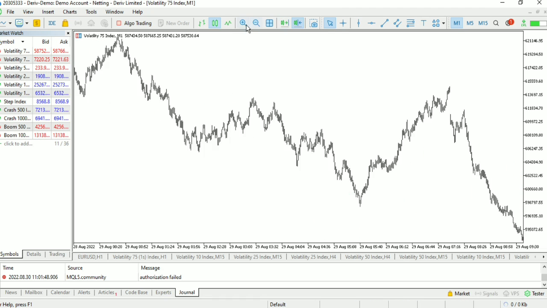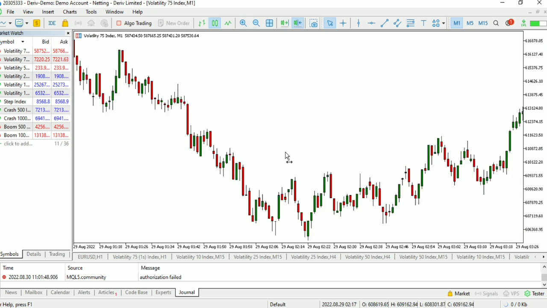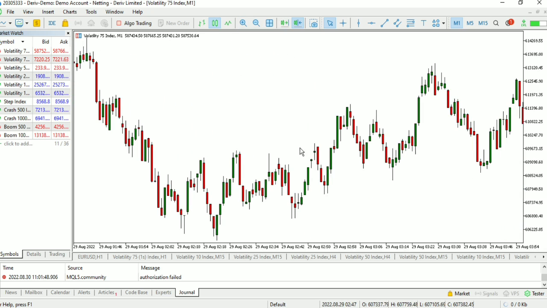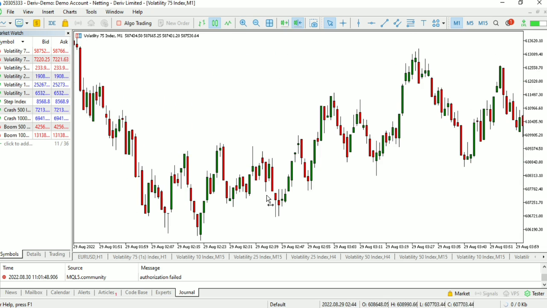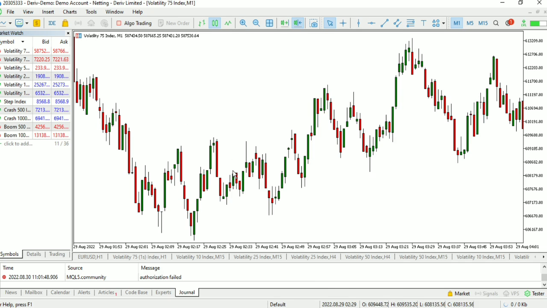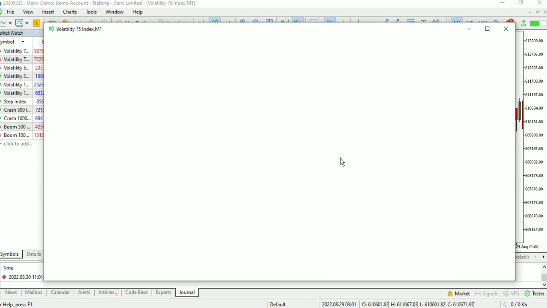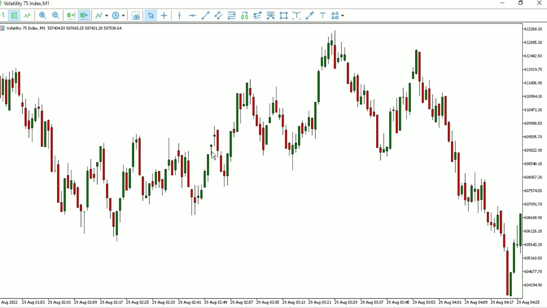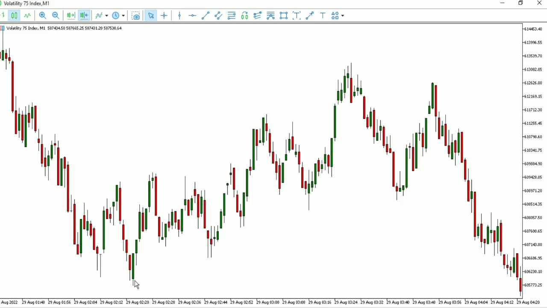So let's take this example right here. We have our market moving, right? We have our market from this point. Let's maximize this one. Okay, so we have the market moving from this point going up, right? And what do you see here? You see, starting from this point, we have the market moving up, right? And we have this higher high here.